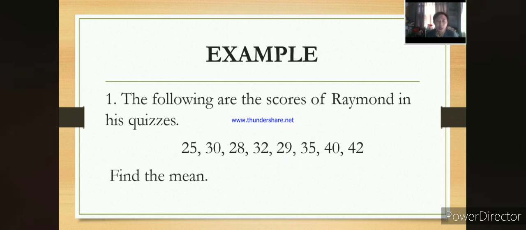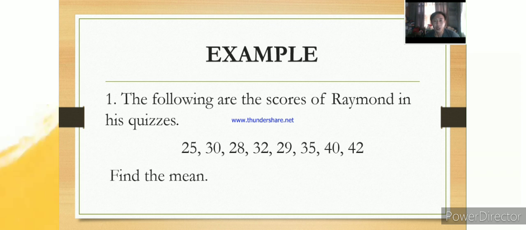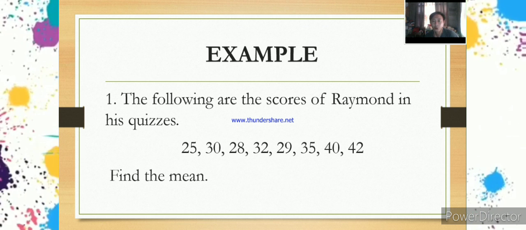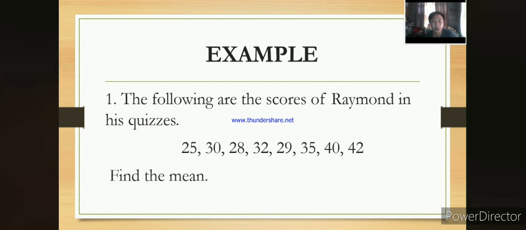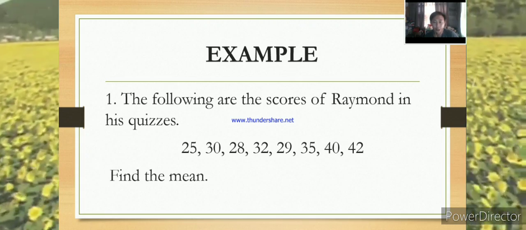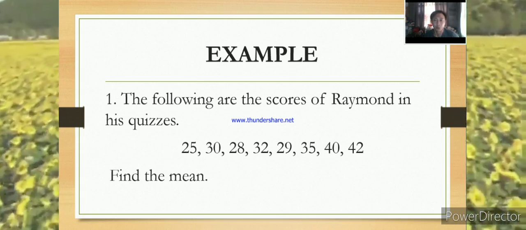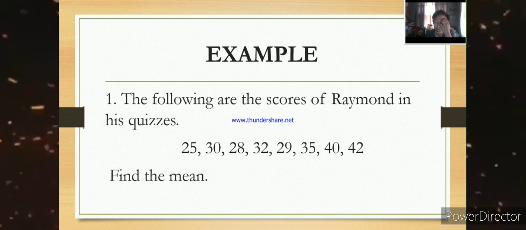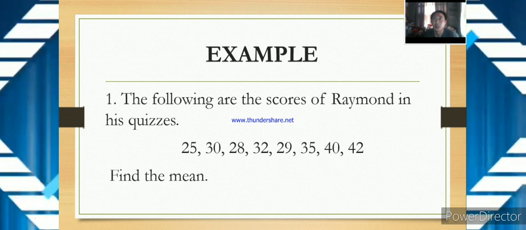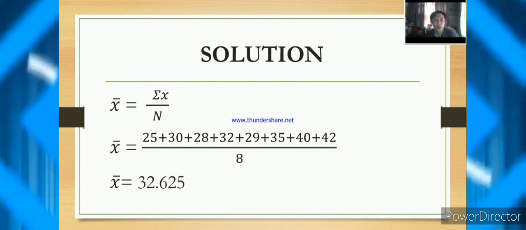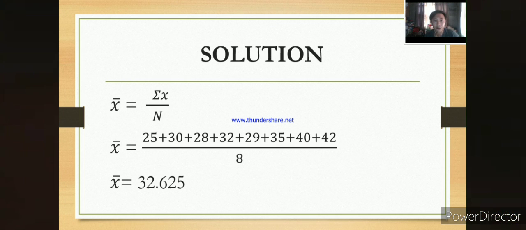For example, the following are the scores of Raymond in his quizzes. His scores are 25, 30, 28, 32, 29, 35, 40, and 42. Find the mean. How do we get the mean? Let's use the formula of getting the mean. The formula is mean equals the summation of x all over n.